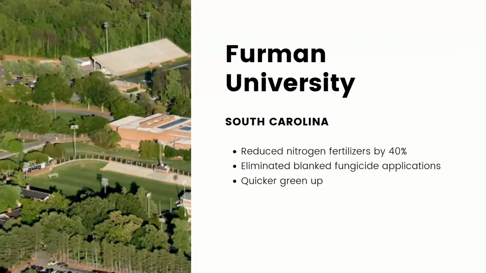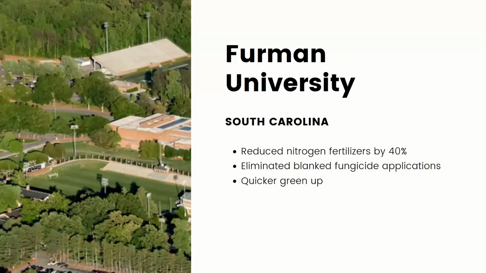Furman University in South Carolina reduced their nitrogen fertilizers by 40%. And they were doing fungicide applications in that section of South Carolina. They were getting a lot of disease pressure, and they were doing fungicide applications on at least a monthly basis, sometimes more often than that. And they were able to eliminate that. They only had to do curative applications here and there, which were section by section and single applications typically. So that was a huge factor for them.